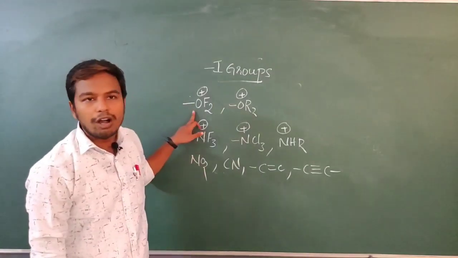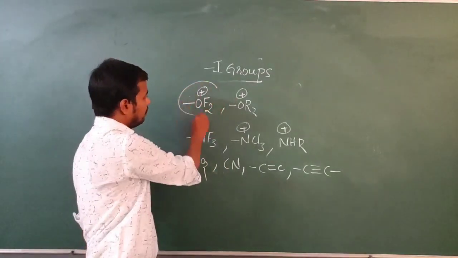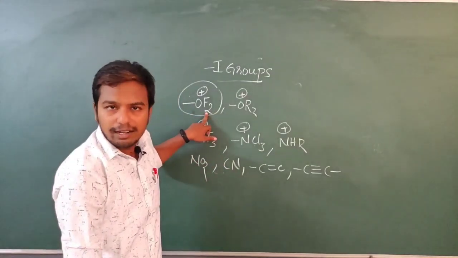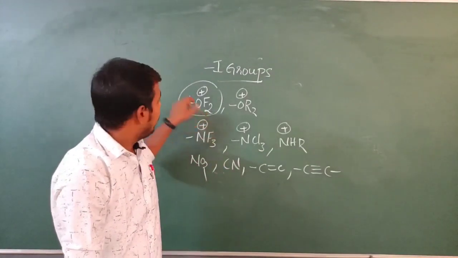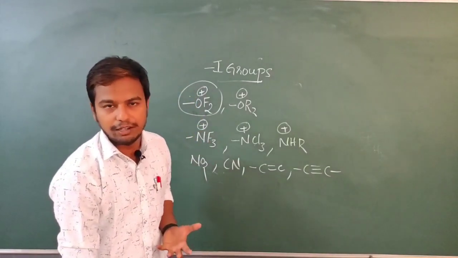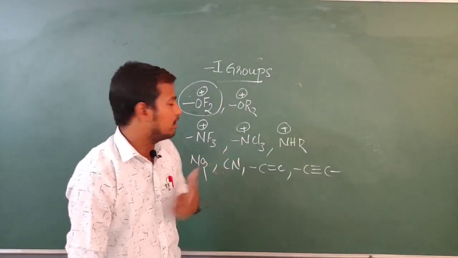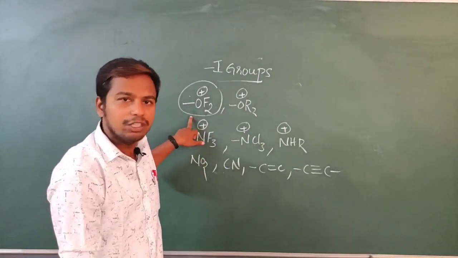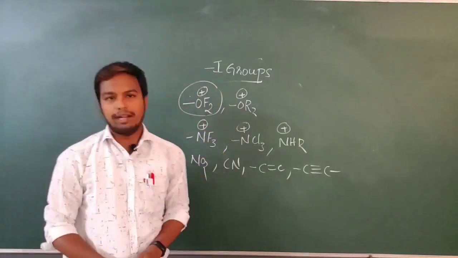Among them, the strongest effect is shown by OF2 plus. Why? Because the two fluorine atoms are the most electronegative atoms, and it contains a positive charge on the oxygen atom. That makes it more electron deficient, more hungry towards electrons. That's why it has more electron withdrawing nature. So this is all about the minus I groups.